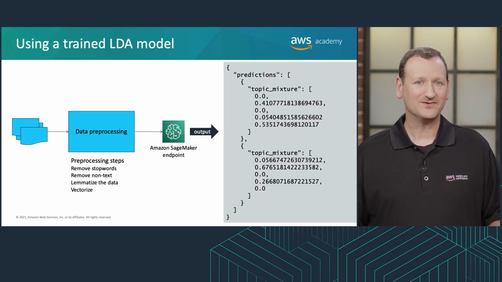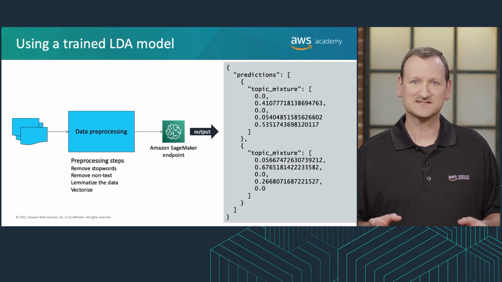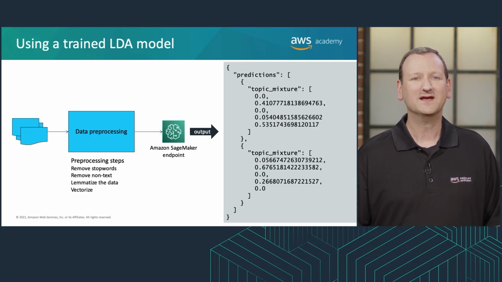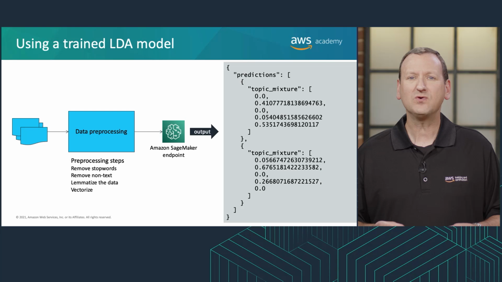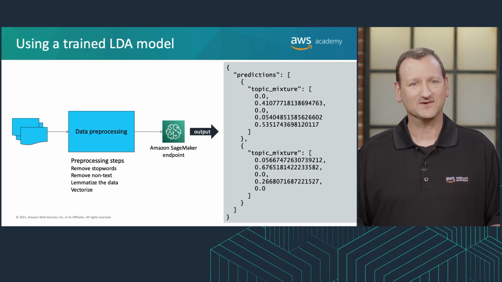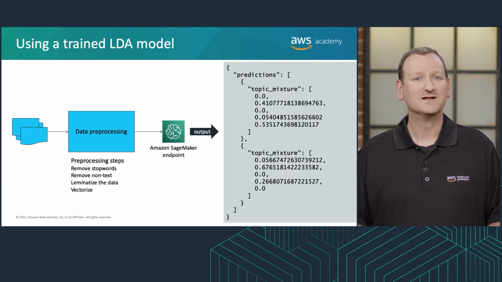To infer from the model, you must deploy the model. Once deployed, you should run your documents to infer through the same pre-processing pipeline before calling the model. The output of the model is a Python dictionary that contains predictions with each topic mixture referring to an input document. Each element of the topic mixture corresponds to a topic learned when the original model was trained. In the example shown, the first document is most likely about topics 2 and 5. The second document is likely about topics 2 and possibly 4, depending on your threshold.